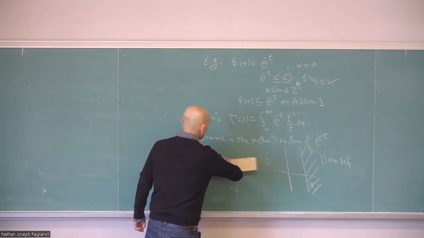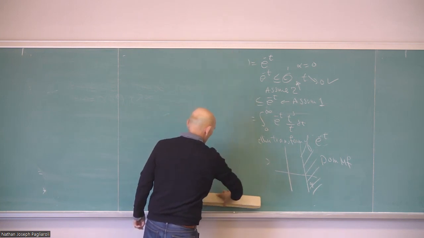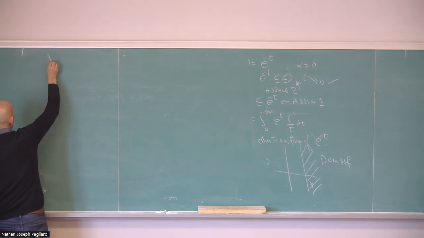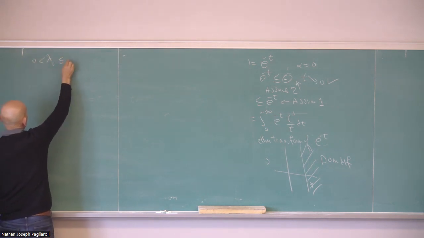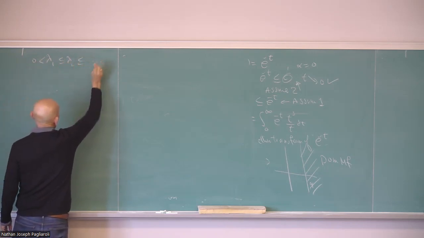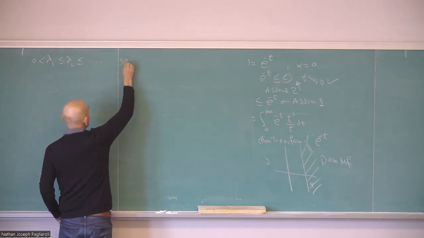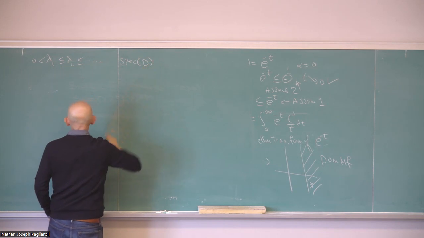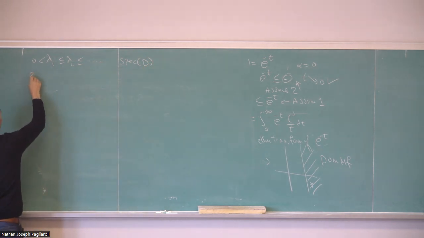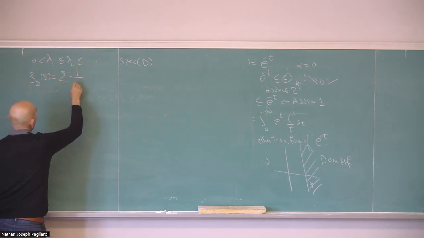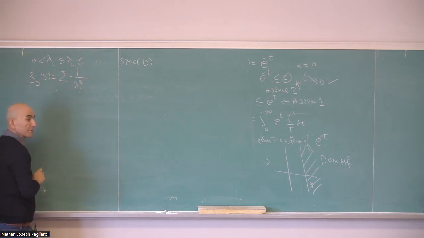So typically the way these things appear, in geometry, is that we have a sequence of numbers, lambda 1 less than or equal to lambda 2, and so on. And this is like a spectrum of some operator. And then we attach a zeta function to this, that d of s is equal to the sum of 1 over lambda_i to the s, right? This i from 1 to infinity.